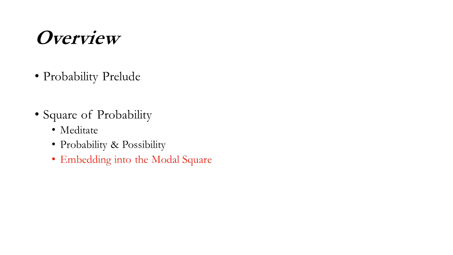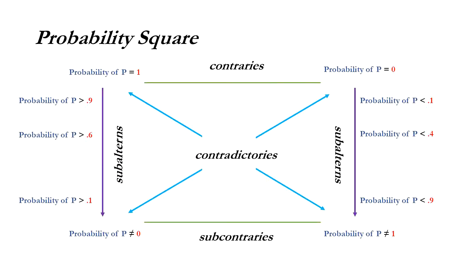Now, let's use this reasoning to embed into the modal square. Here we go. Built this thing for us. Let's talk it through. Over here in the upper corner, we have probability of P equaling 1. Remember, up in this corner we had things like all S is P in the traditional square. We also had necessarily, so it had to happen in all possible worlds. Here, it's very similar, right? When we say probability of P equals 1, we mean 100% of the chance, right? Or 100% of the times it happens.